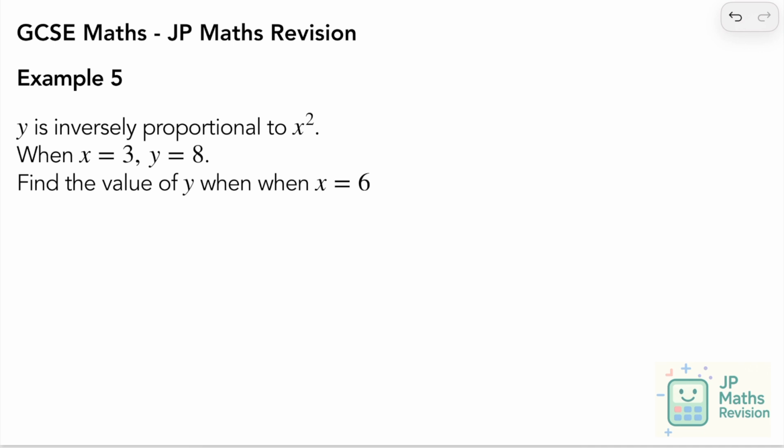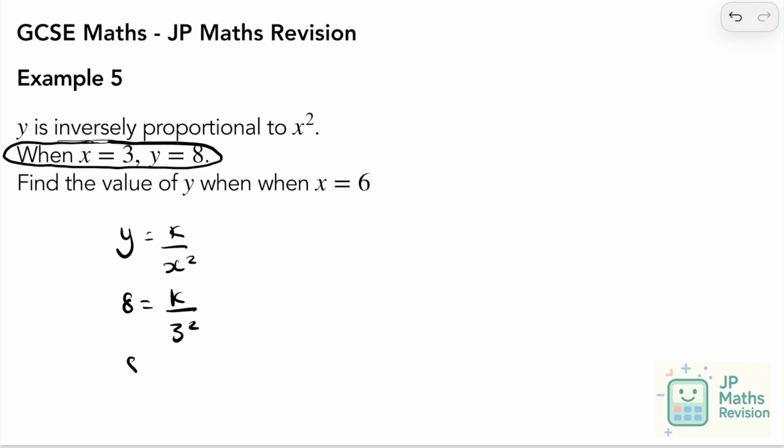Here's another example. So y is inversely proportional to x squared. So rather than having y equals kx squared, it's going to be y equals k over x squared this time. So I'm going to sub in my two values when x is 3, y is 8. So I have 8 equals k over 3 squared, so 8 equals k over 9. And then to work out what k is, I'm going to multiply both sides by 9, so k is going to be 72. So the relationship between x and y is going to be y equals 72 over x squared.